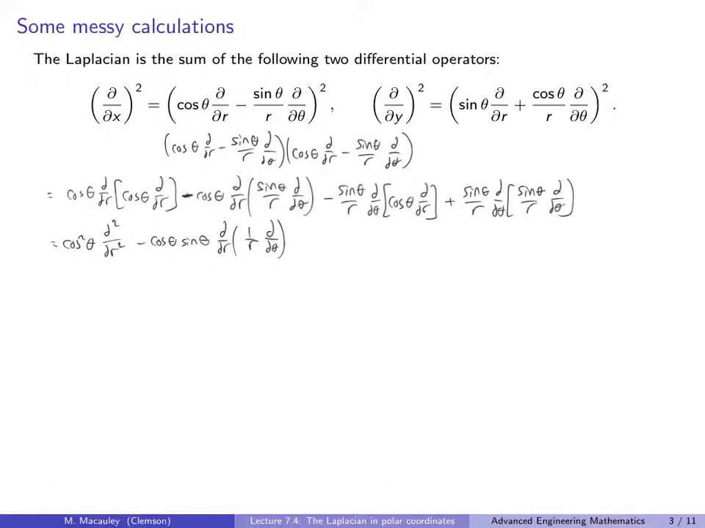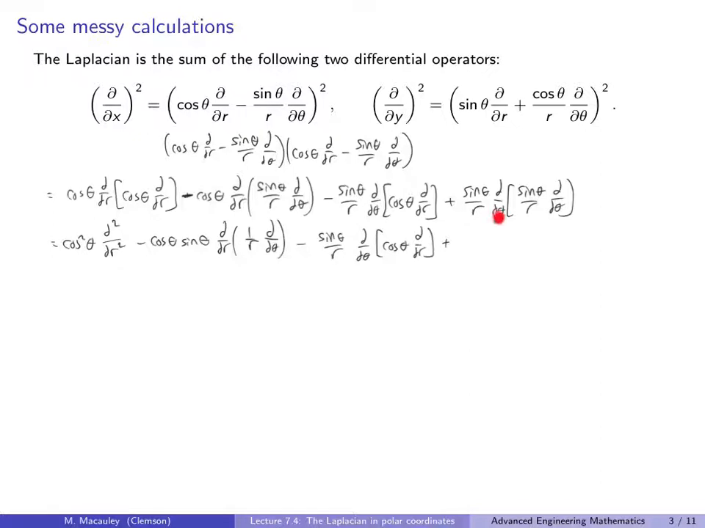Okay, so next we have minus. What can we pull out here? We have a d theta. We can't pull out either of these. So minus, so I'm just going to leave this, minus sine of theta over r times d theta of cosine of theta d dr. And then the last one, we have plus, so what do we have here?